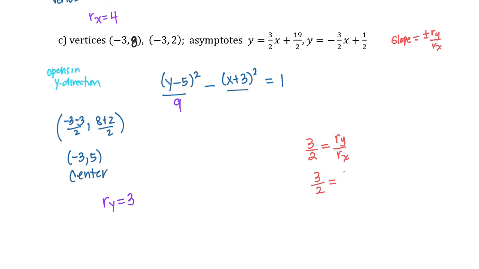I know the ry is 3. This is kind of a 1-to-1, so I can tell that the rx is going to be 2. If it was not that obvious, I might cross multiply. But either way, the rx is 2, so when I square that, I get 4.